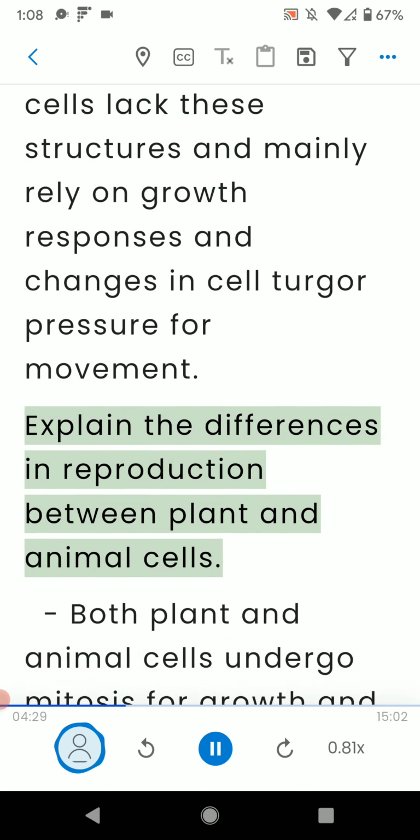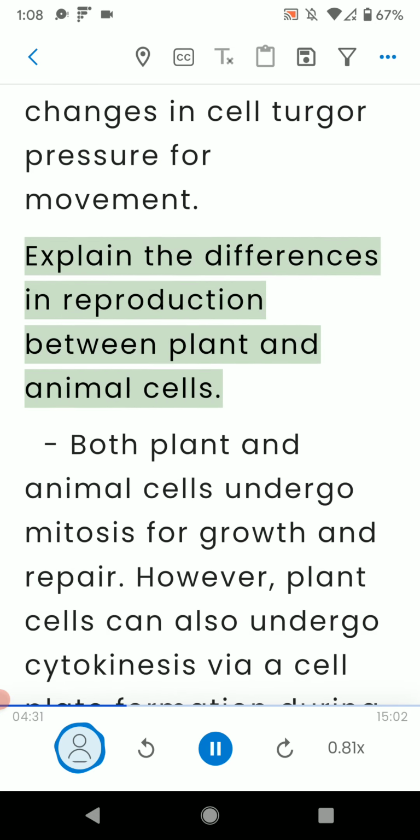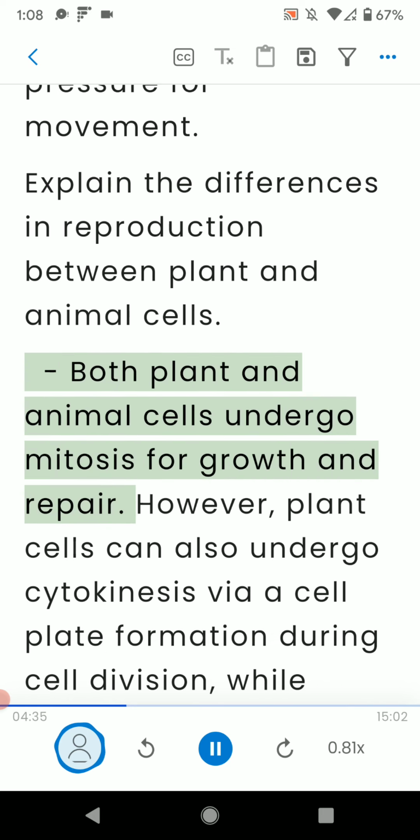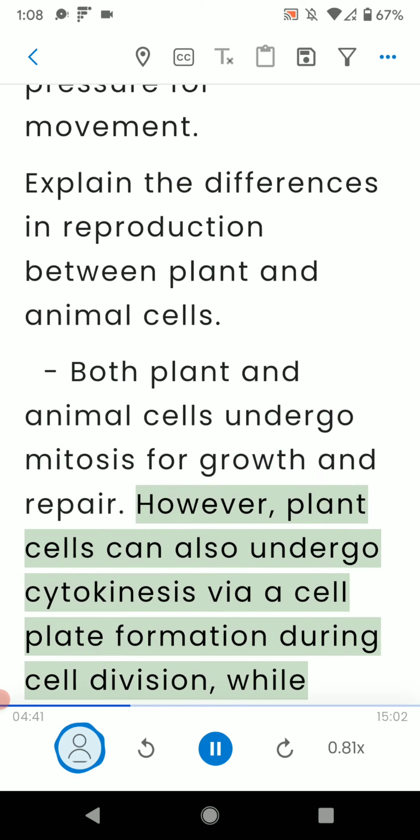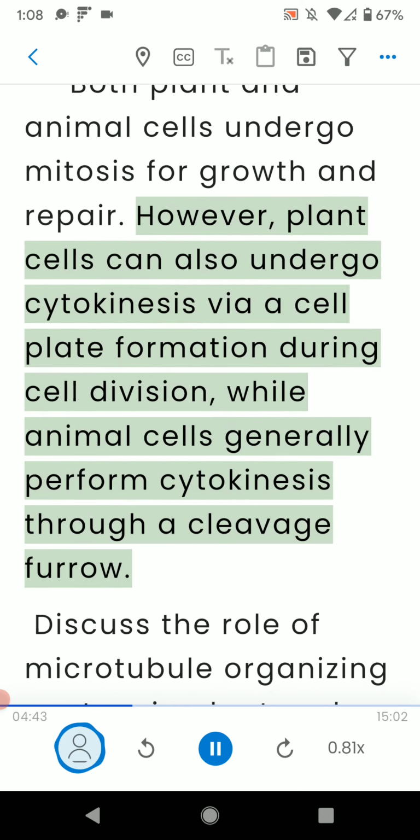Explain the differences in reproduction between plant and animal cells. Both plant and animal cells undergo mitosis for growth and repair. However, plant cells can also undergo cytokinesis via a cell plate formation during cell division, while animal cells generally perform cytokinesis through a cleavage furrow.